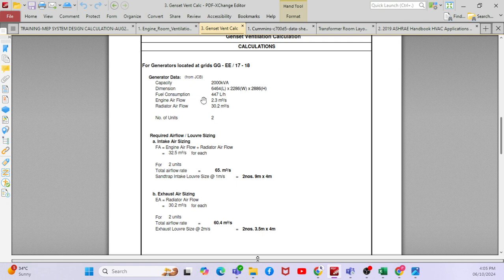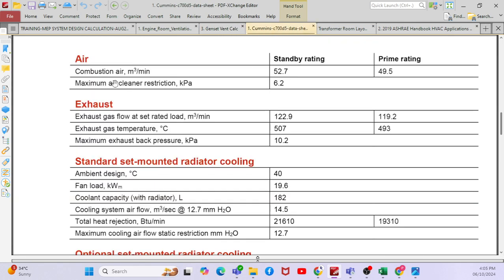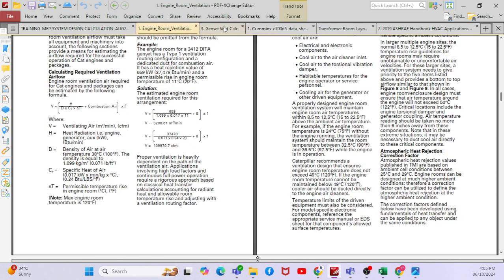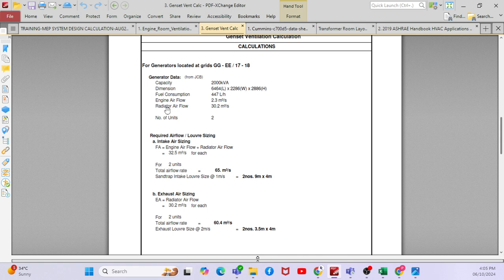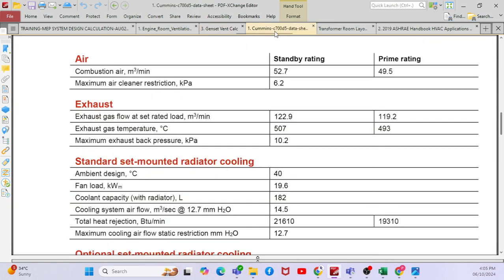So what is the calculation method? You have a generator capacity, dimension, then what is the engine airflow rate from the catalog, radiator airflow rate from the catalog. So this engine airflow rate 2.3 meter cube per second is nothing but this value for combustion air. 52.7 divided by 60 will give you the combustion air. So that value should be given here. Then the radiator airflow rate, which is 30.2 is given here for a different model, 2000 kVA model, but we are referring to a different model. Okay, so that one value is given here, 14.5 meter cube per second.